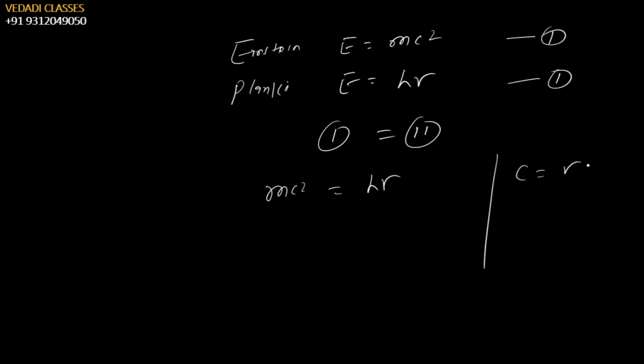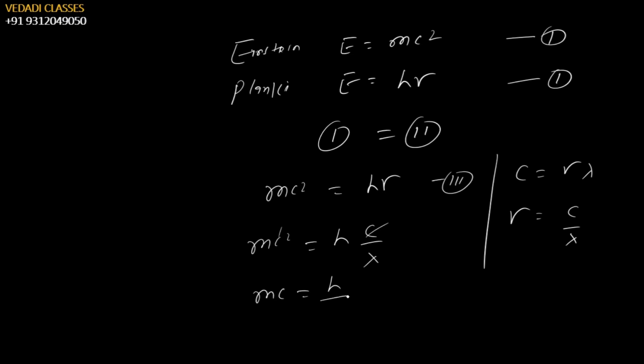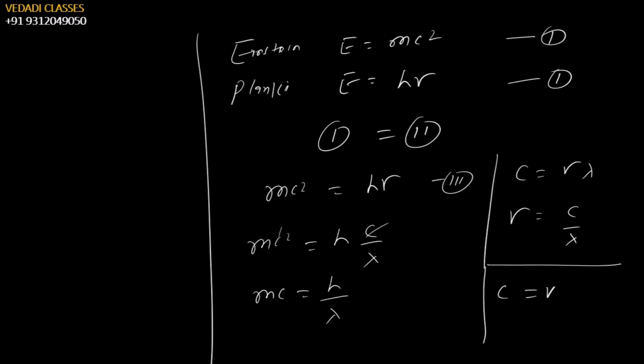As you know, c is equal to nu into lambda, so nu is equal to c by lambda. Putting this value in equation number 3, mc square is equal to h c by lambda. One c is cancelled, so mc is equal to h by lambda. Now we are discussing the velocity of matter, so we can replace c with v. This v is the velocity of matter, c is the velocity of light. So we take mv is equal to h by lambda, so lambda is equal to h upon mv.